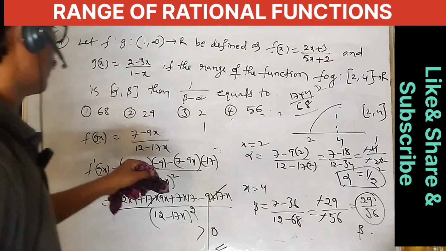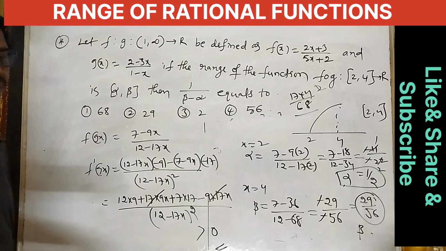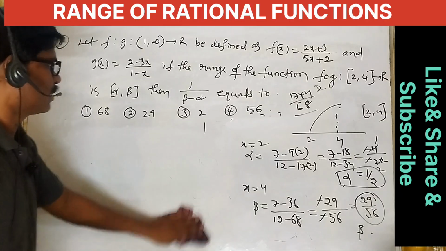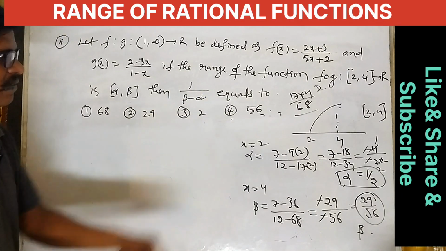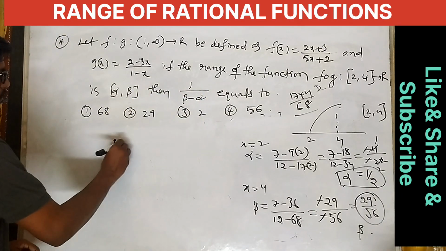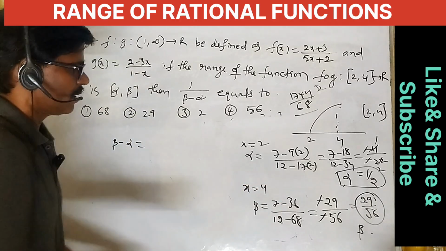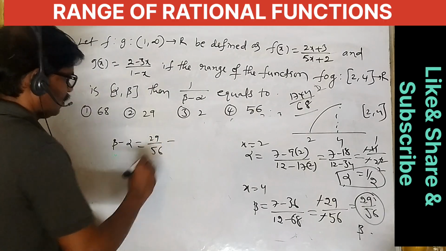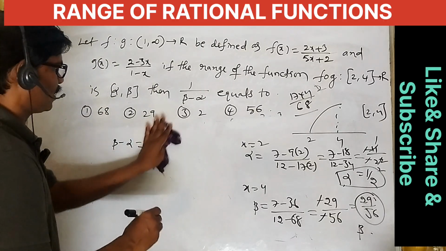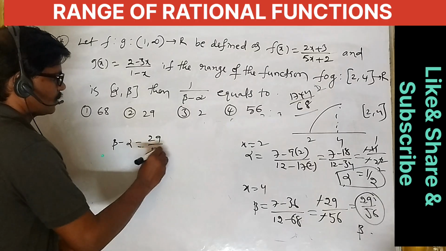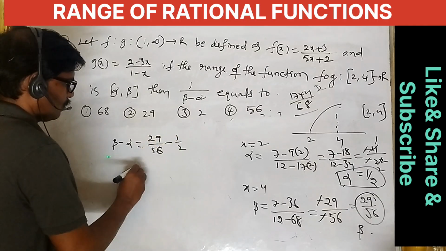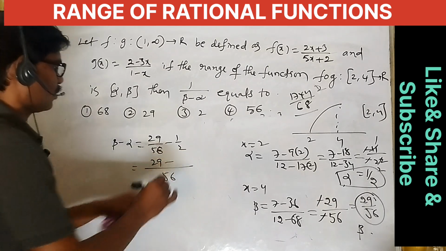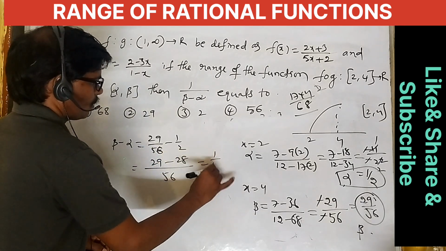What is the question asking? Question is 1 by beta minus alpha. Write 1 by beta minus alpha value. First write beta minus alpha, that is the reciprocal. Beta minus alpha is equal to 29 by 56 minus 1 by 2. What is the LCM? LCM is equal to 56. This is the 29. 56, how many times? 28 times. 29 minus 28 equal to 1 by 56.